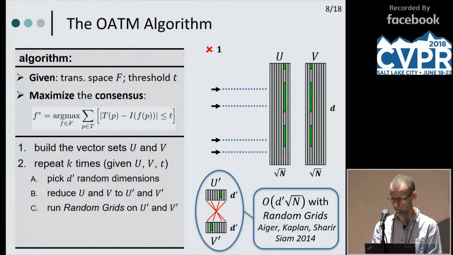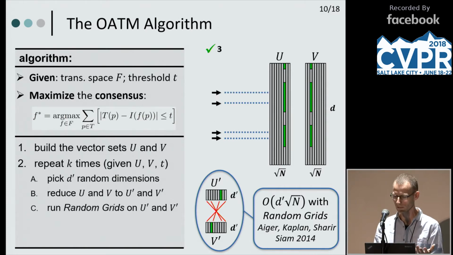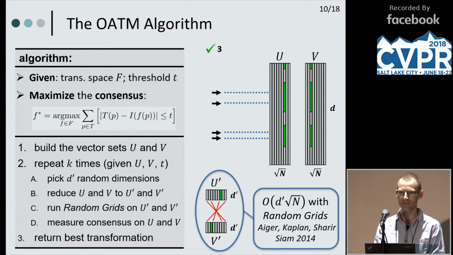In this case, it will fail, but taking one or several more iterations, in the end, we will get a good sample, and here random grids will find a matching pair of vectors with high probability. Now it only remains to go back to the full dimensional space and actually measure the size of the consensus so that after k iterations, we can return the best transformation found.